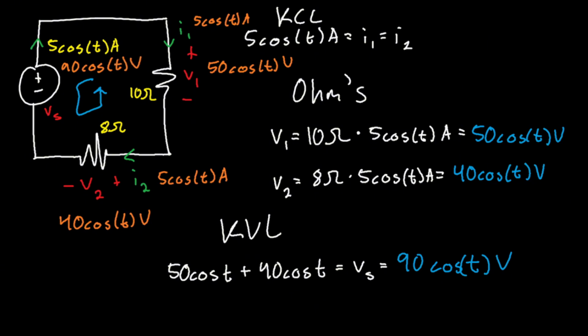So I just wanted to do these problems to show you that with alternating current, KCL, Ohm's law, and KVL all still apply, with the exact same math, right? You just do it with a cosine wave this time. But once you learn about inductors and capacitors, that's when it gets a little bit different. But that's going to be for another video.